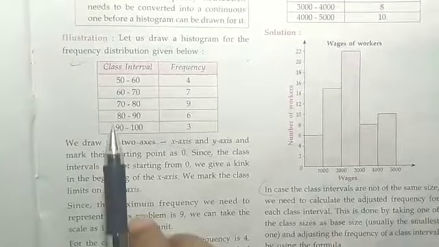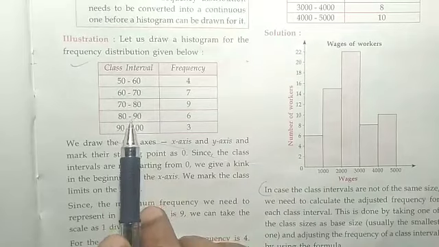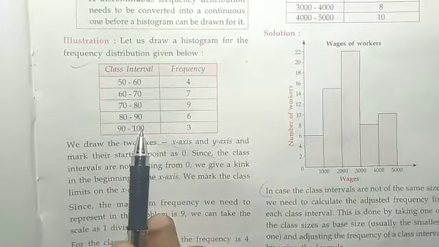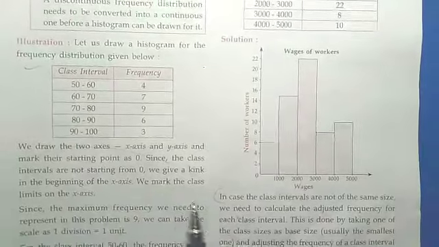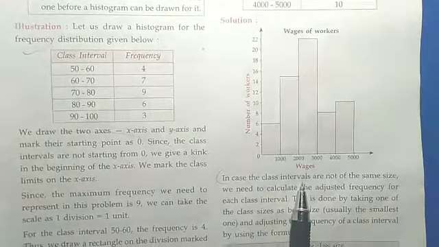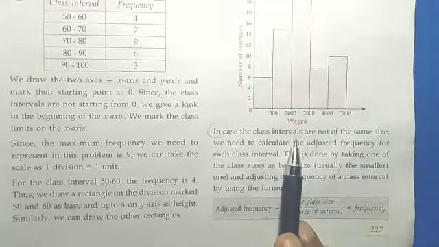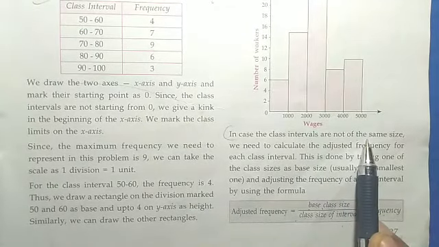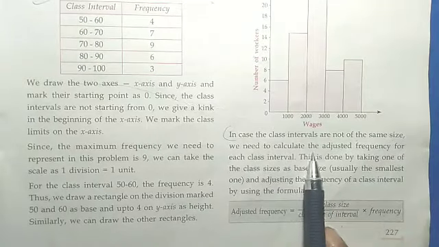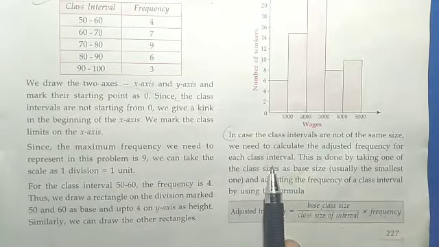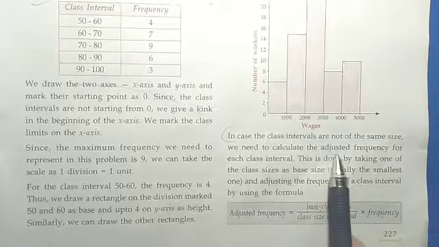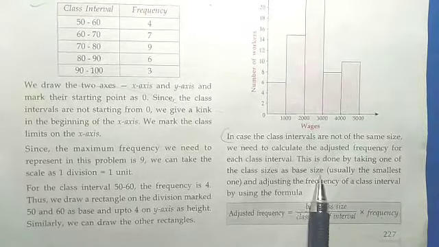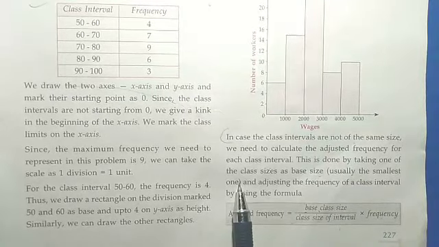Here it is given 50 to 60, 60 to 70, 70 to 80, 80 to 90, 90 to 100. This class size is the same in all the class intervals. In case the class intervals are not of the same size, which may come in some cases, we need to calculate the adjusted frequency for each class interval. This is done by taking one of the class sizes as the base size, usually the smallest one.